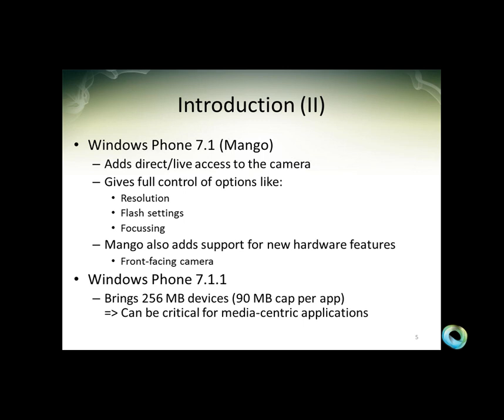The upcoming update to Windows Phone 7.1.1 brings support for 256 megabyte devices, and this will also have a new memory cap per application that is pretty low. This can be critical if you decide to embed live access to the camera into your application, because this naturally consumes a lot of memory, like obtaining the images. Everything that has to do with media is always more memory intensive than other simple applications.